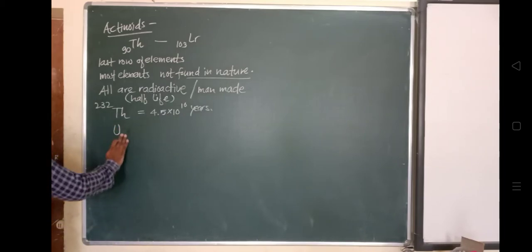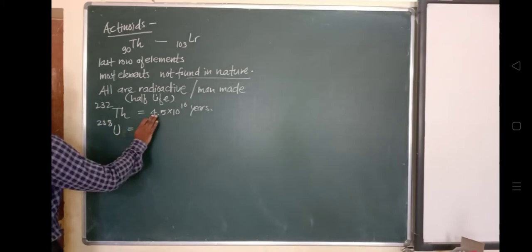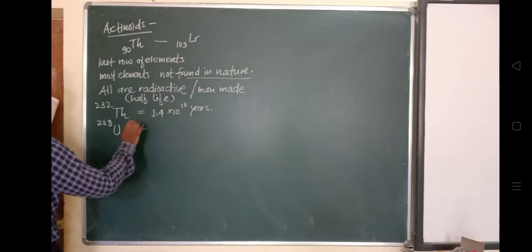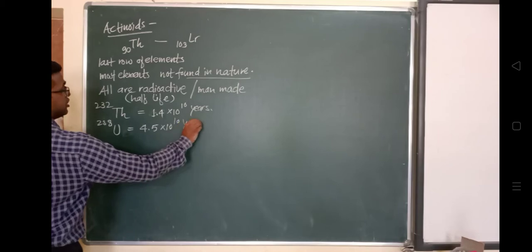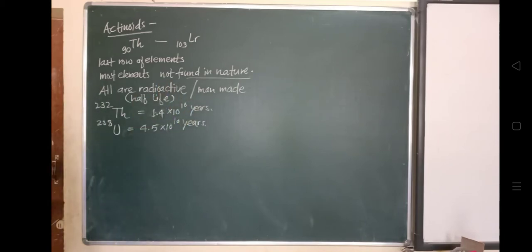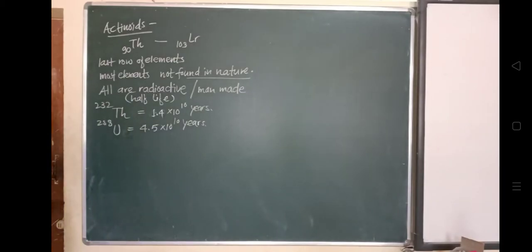Next is uranium-238, which has a half-life of 4.5 into 10 raised to 10 years, while thorium has 1.4 into 10 raised to 10 years, a large half-life because it is a radioactive element. Uranium-238 is mostly used in nuclear power and nuclear reactions. Long-lived isotopes such as thorium, protactinium, uranium, neptunium, plutonium, and americium are studied in more detail.